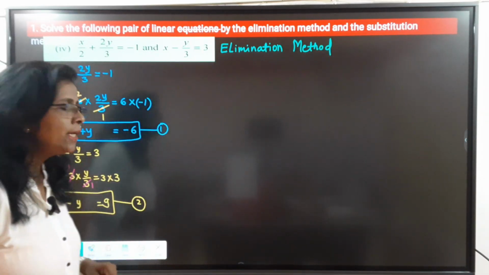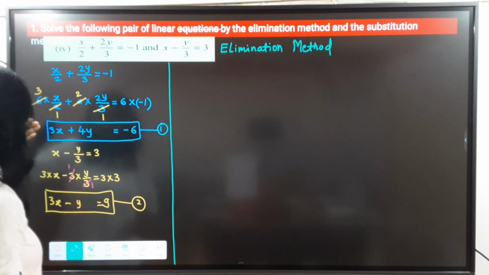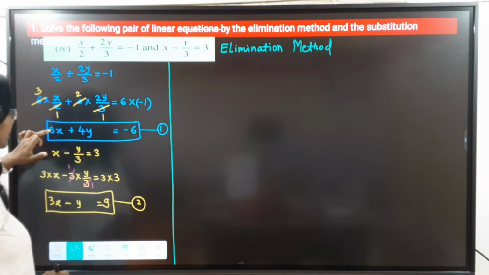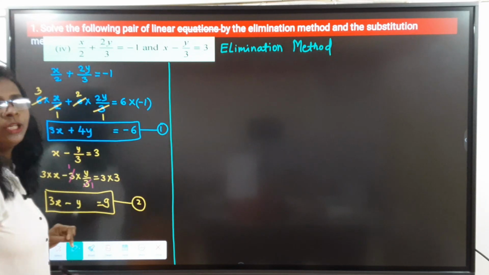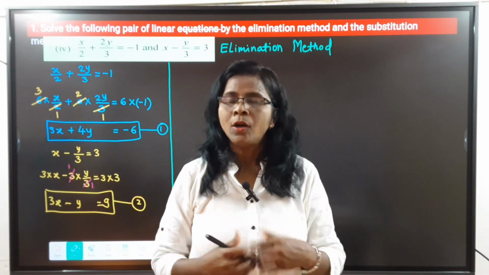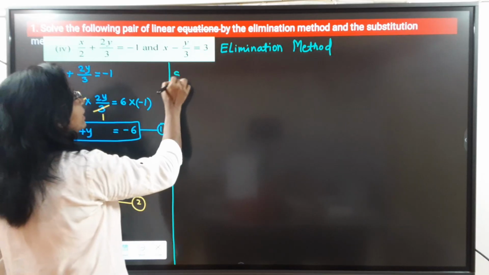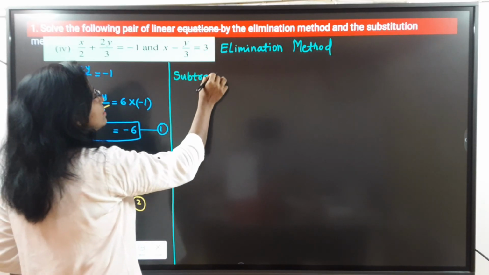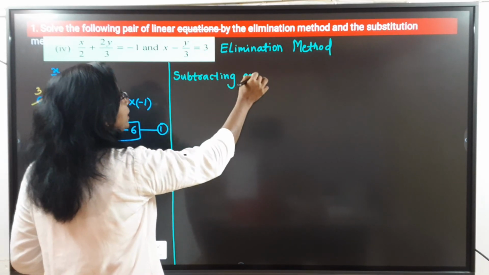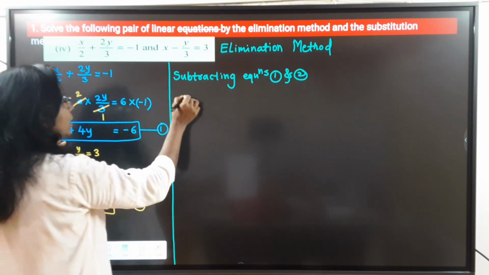Okay. So now here in the elimination method we have to eliminate one variable. See that there is a 3x in the first equation and a 3x in the second equation. So those variables are already equal, and that's why our next step is subtracting equations 1 and 2, and that's why the x variable can be eliminated.